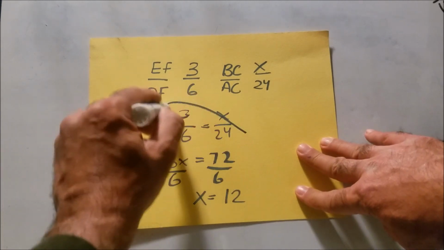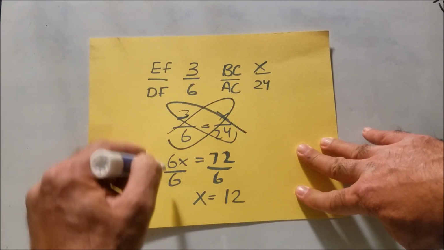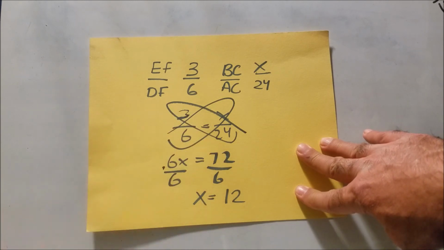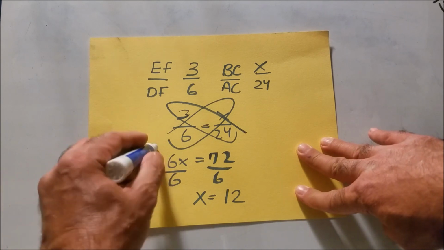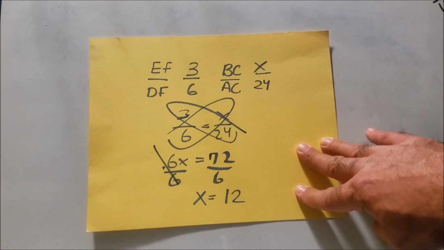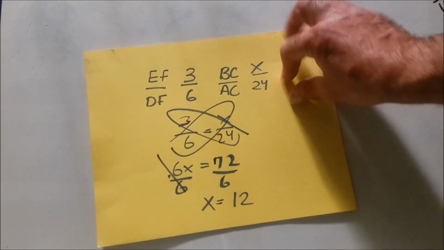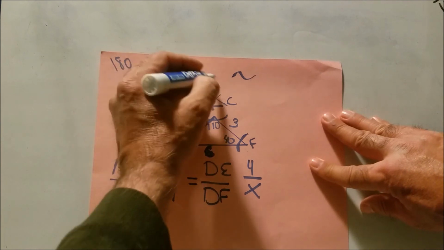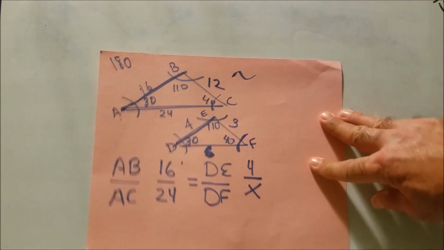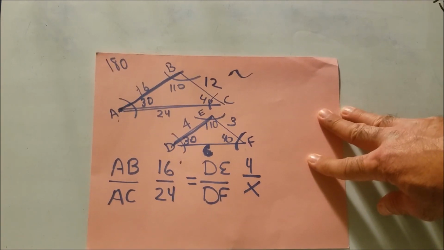We cross multiply, as we always do. 6 times X is 6X. 24 times 3 is 72. We divide out the 6. Whatever we do to one side, we do to the other. And X is 12. So we have all our sides. We did that using proportions. So now BC is 12. And that's similar triangles. That's how we do similar triangles.